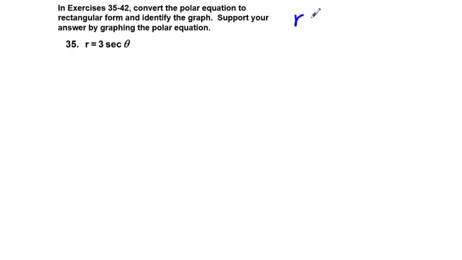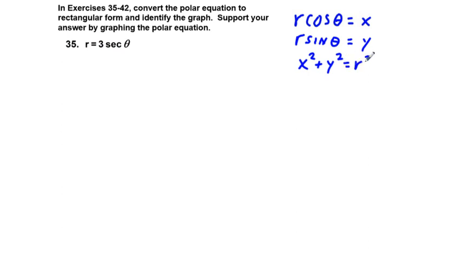r, or the radius, times the cosine of theta is equal to x, and r times the sine of theta is equal to y. And also, the standard general form of a circle is x squared plus y squared is equal to r squared. So these are going to help us, plus some basic trigonometric reciprocal identities.